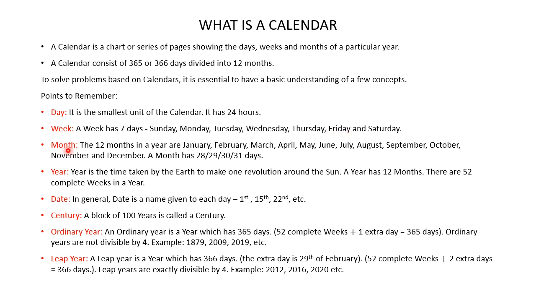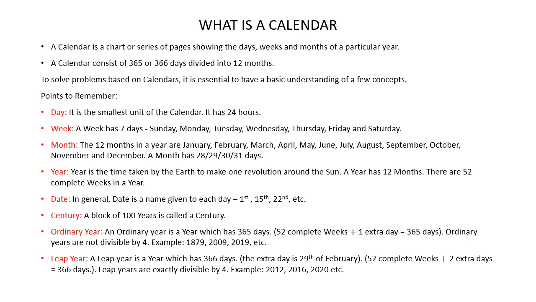Month. There are 12 months in a year. They are January, February, March, April, May, June, July, August, September, October, November and December. A month has 28 or 29 or 30 or 31 days. Year. Year is the time taken by the earth to make one revolution around the sun. A year has 12 months and there are 52 complete weeks in a year.